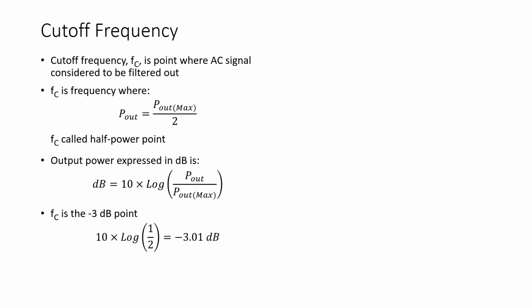Now, output power is quite often expressed in decibels. Our formula for decibels, again, is dB equals 10 times the log of P out over P out max. And 10 times the log of 1/2 equals -3 dB. So the cutoff frequency is also referred to as the -3 dB point.